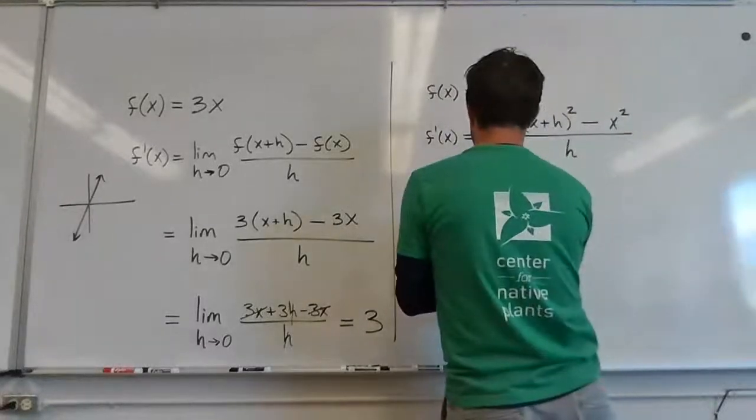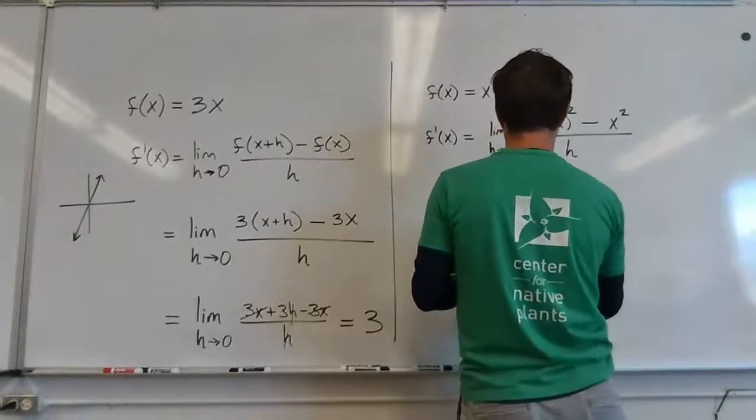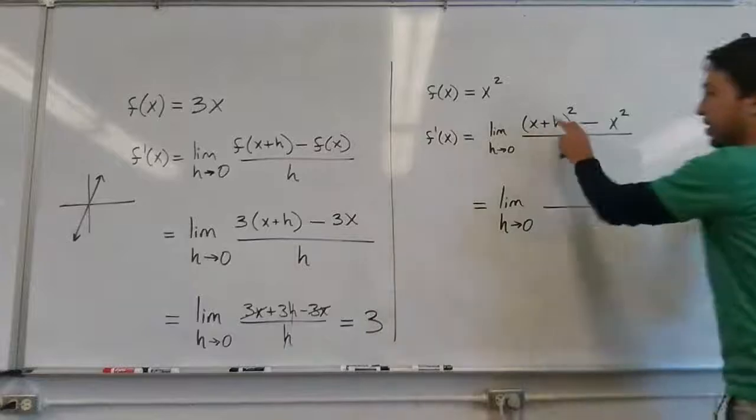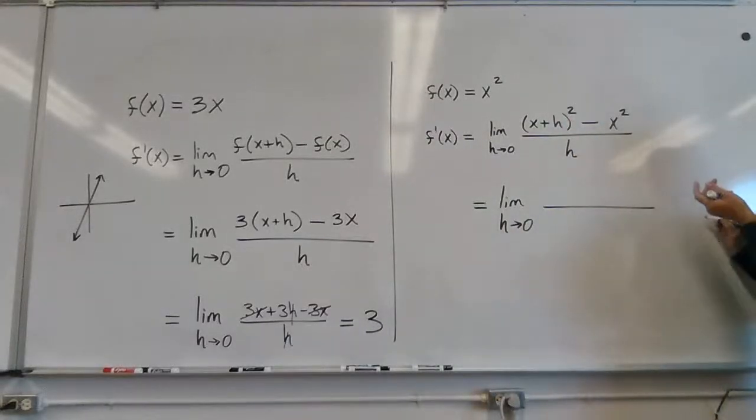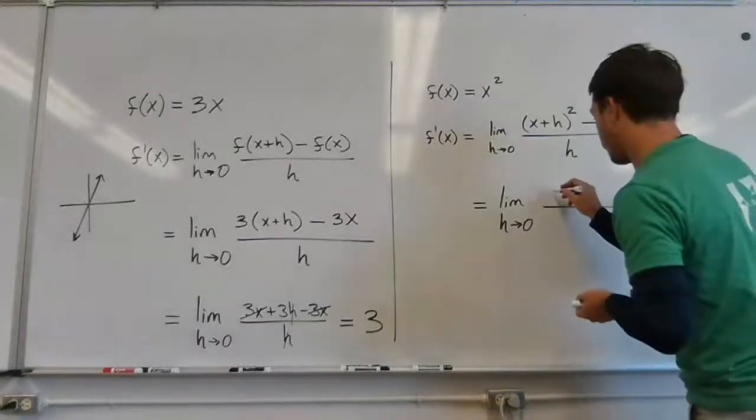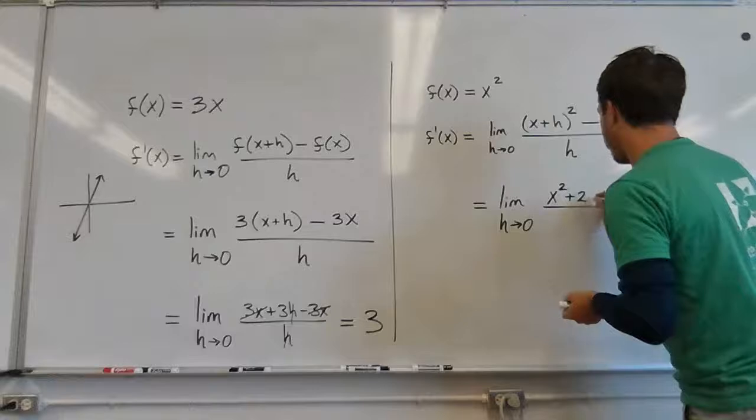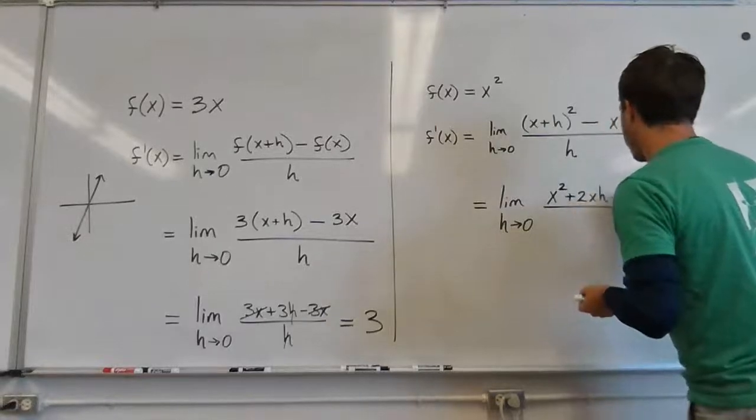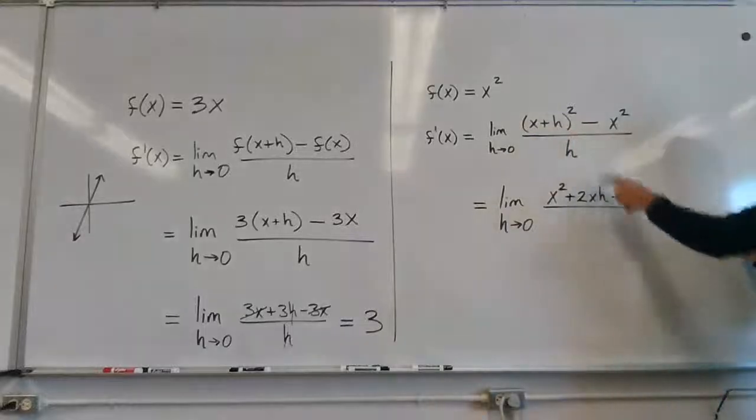Okay, so what should we do next? Ideas. Yeah, like expand this out, right? So let's actually multiply this out. So x plus h quantity squared. This is an identity we hopefully know. That is that.